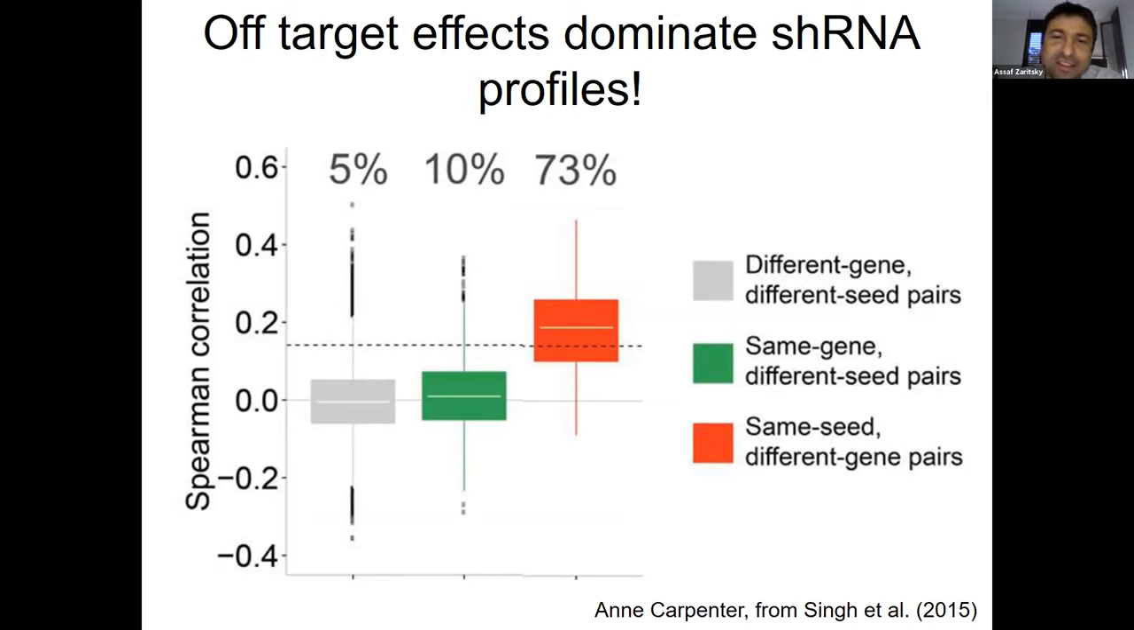And in the red, you have the same seed and different gene pairs. Because you use the same seed, you have a high correlation, which is completely opposite from what you would expect. You would expect the seed not to have an effect. And in this experiment, they showed that the seed could have a major effect, and actually the seed is more important than what you are targeting. So this is a big problem here.